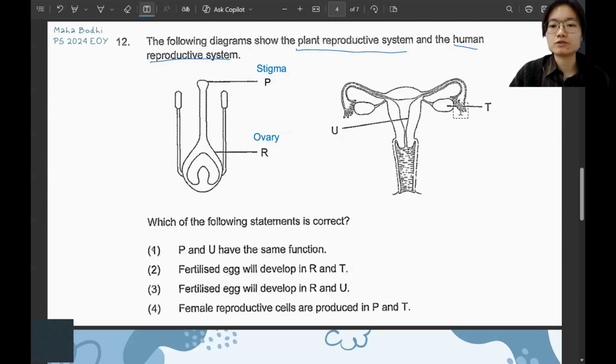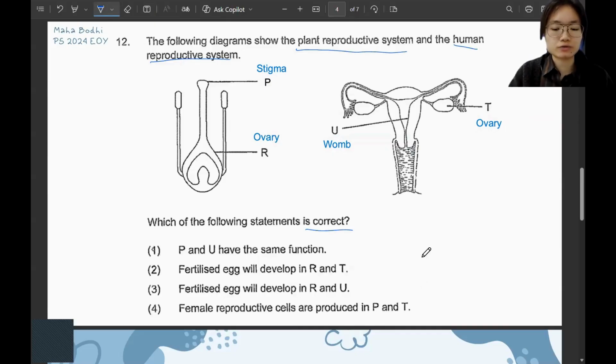Then we look at U and T. This is the female reproductive system of the humans. So U is the womb. Right now we're annotating what we know, right? Then T is the ovary. So let's look at the question. What is it asking of us? Which of the following statements is correct?